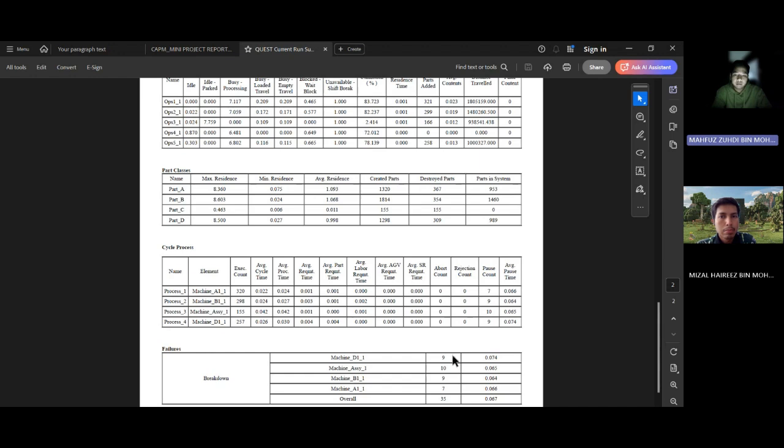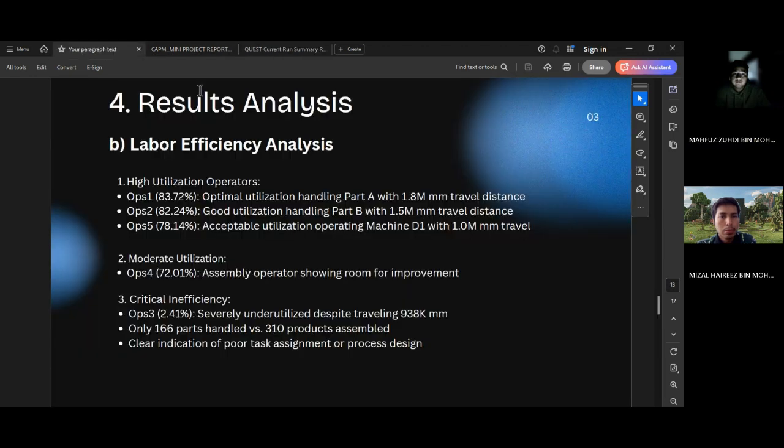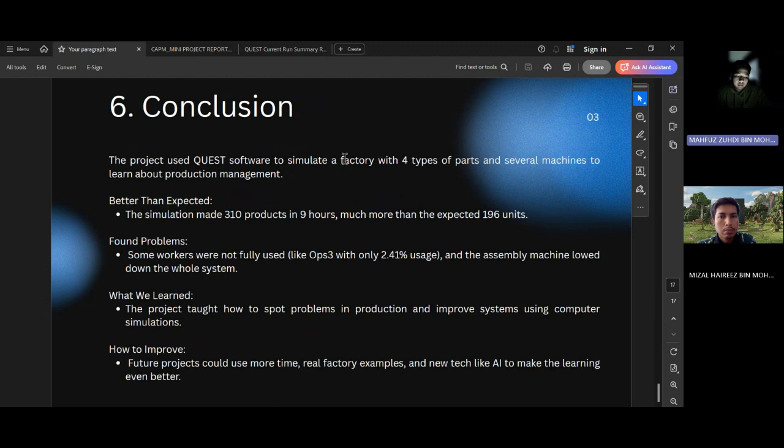So for the improvement and recommendation, we can take immediate action by assigning OPS3 to directly support assembly operation or cross-train for multiple functions. Next is to implement a buffer monitoring system to prevent excessive accumulation. The next one is to establish a preventive maintenance program to reduce the 35 breakdowns we experienced.